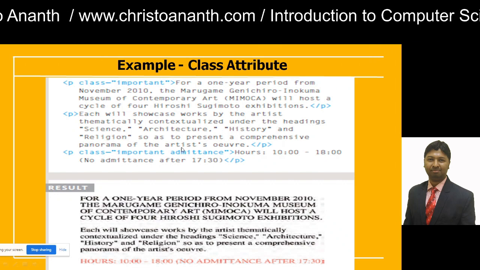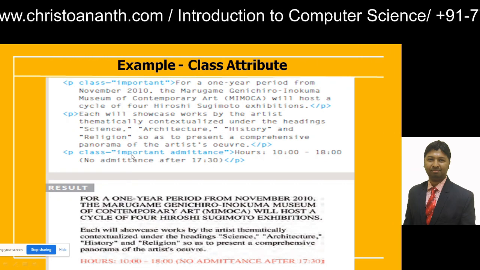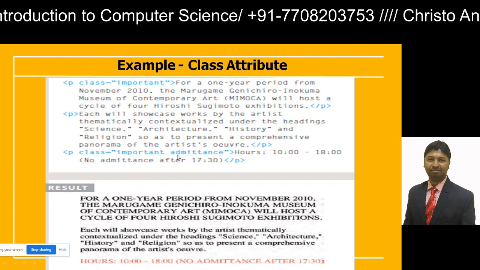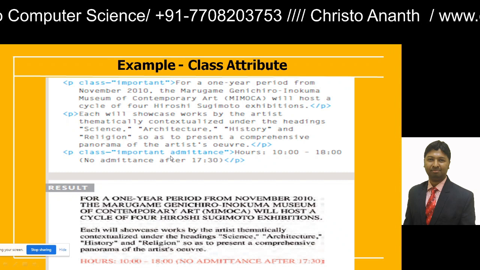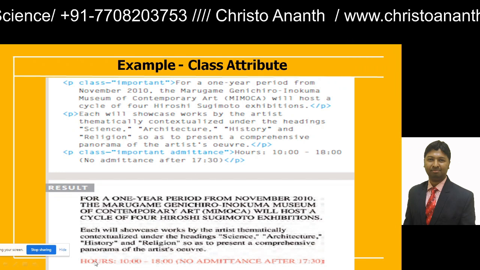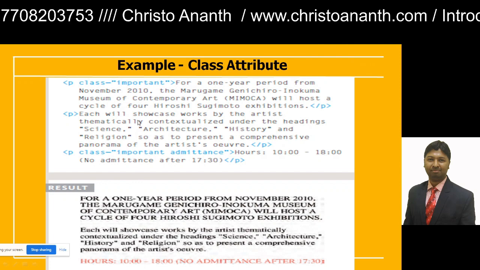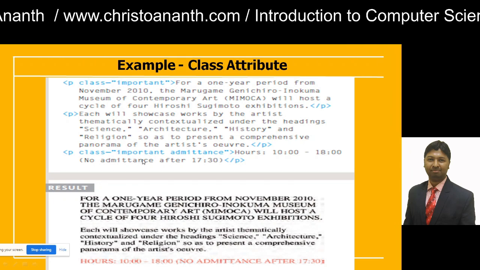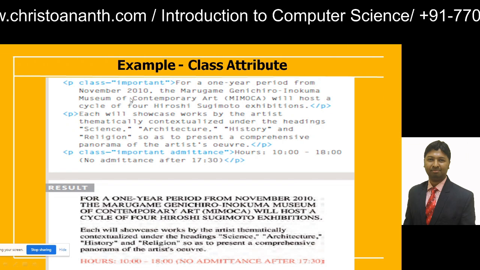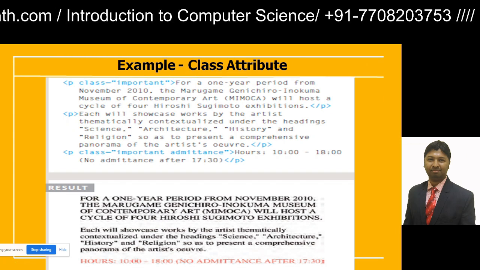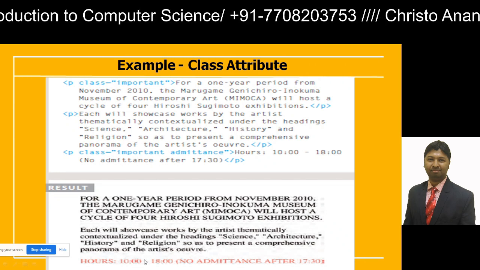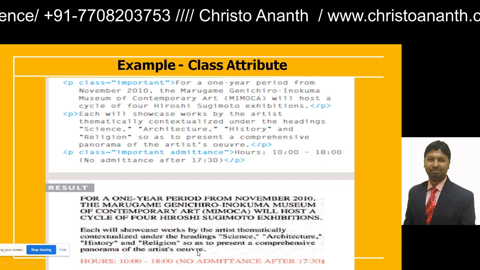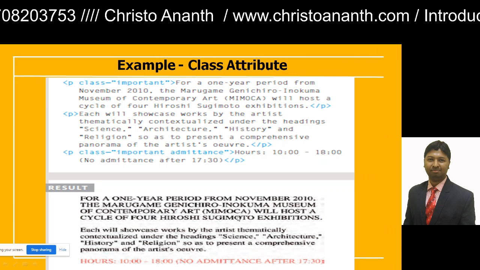Then this one is a normal paragraph, and this one has, okay, 10 to 18, no admittance after 1730. This one is important admittance, which means that this is displayed in a different color. Try to understand the difference between class equal to important and class equal to important admittance. This one is displayed in uppercase, black color, slightly bolded. This one is a normal paragraph, and this one is red color. So you should understand the difference of using the class attribute for different paragraphs.